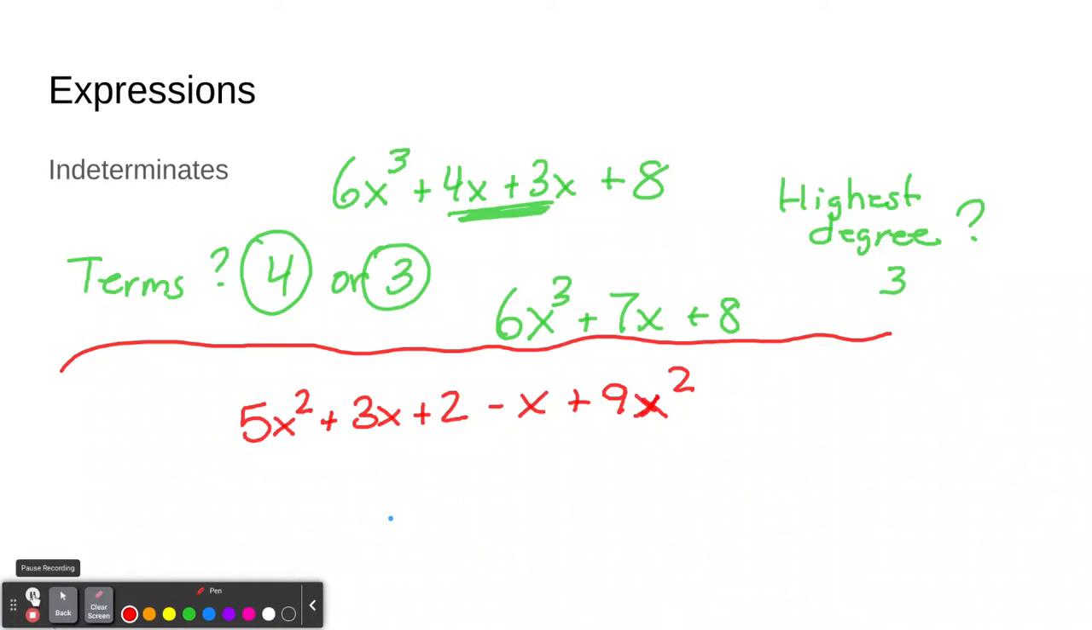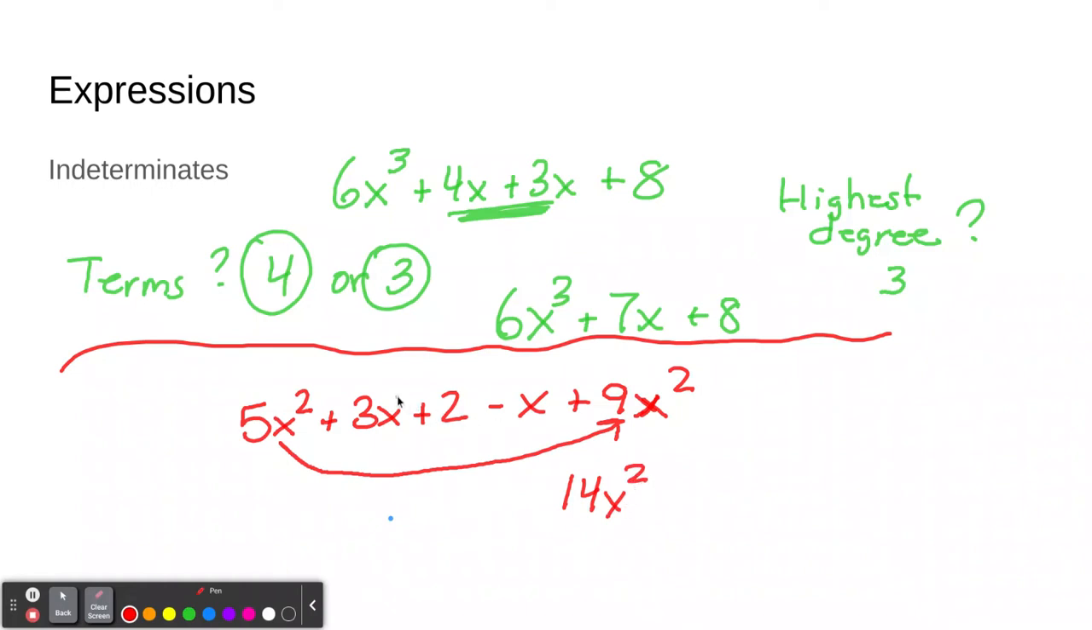Same variables and same powers. So let's see, what would you do? If you want to pause the tape, let's try. If we took 5x squared, we can combine it with another x squared right there. So we can combine 5x squared and 9x squared, and we'll get 14x squared. Right? 9 plus 5 is 14.